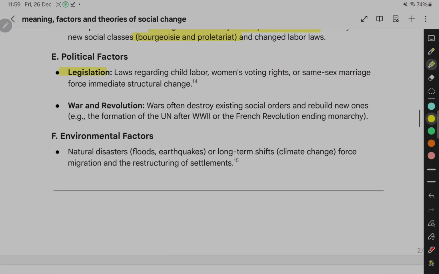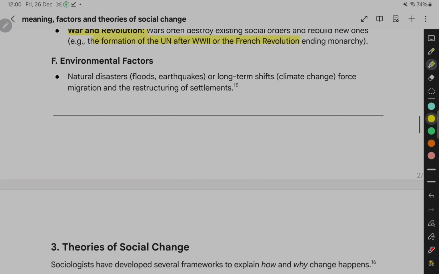E. Political factors. Legislation: laws regarding child labor, women's voting rights, or same-sex marriage force immediate structural change. War and revolution: wars often destroy existing social orders and rebuild new ones, e.g., the formation of the UN after World War II or the French Revolution ending monarchy. F. Environmental factors. Natural disasters, floods, earthquakes, or long-term shifts, climate change, force migration and the restructuring of settlements.